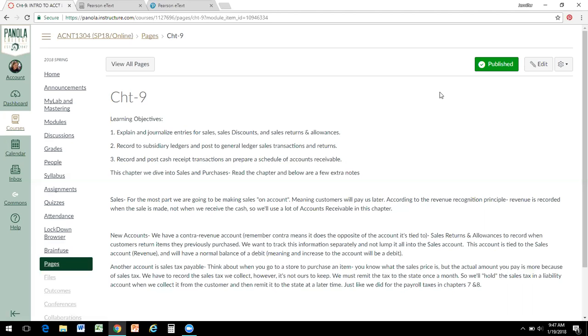Right now we're looking at it as a sole proprietor, somebody that starts their own business. That's why we have in our equity section our capital account. But we'll look at partnerships, and then we'll also look at corporations. And there's a little bit of difference in the equity section depending on if you're a sole proprietor, a partner, or a corporation. So we'll learn about that.